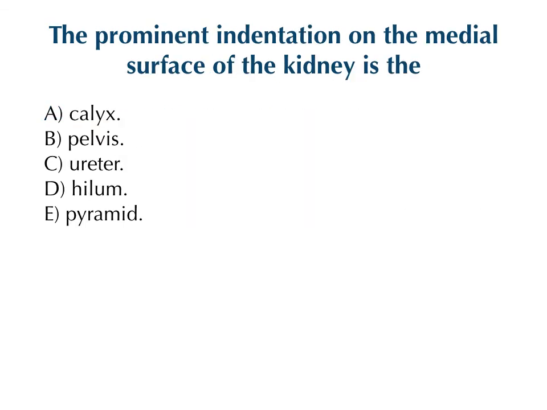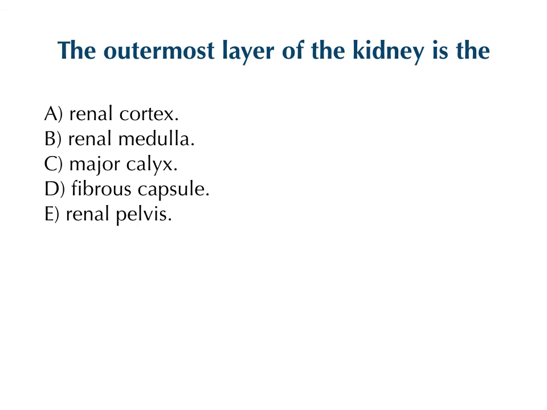The prominent indentation on the medial surface of the kidney is which of the following? The calyx, the pelvis, the ureter, the hilum, or the pyramid? Hopefully you knew that the indentation on the medial surface of the kidney is the hilum. The outermost layer of the kidney is the renal cortex, the medulla, the calyx, the capsule, or the renal pelvis. You had to be a little careful here because you might have wanted to choose the cortex, but remember the cortex is encased in the fibrous capsule, so that is the outermost layer of the kidney.